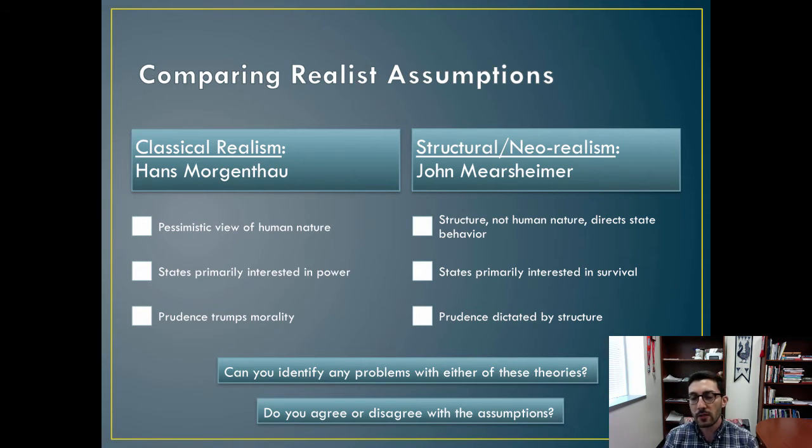Is it that, to go on to the second point for both of these variants of realism, states are primarily interested in power, primarily interested in survival? One thing that you might think about are the differences among different kinds of states. So especially structural realists are very adamant that a lot of these rules apply to what they call the great powers, not necessarily every country.